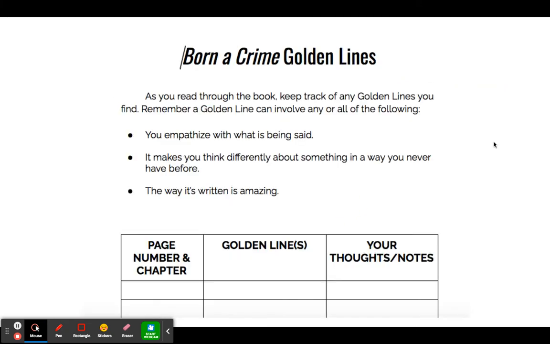So what we're going to be doing with this when we read the book, there are lots of really great lines, golden lines in Trevor's book. So you're going to keep track of that. And I'll show you at a later time how to do that and everything. And I'll try to build in time in class as well for you to pause and think about it. But we're going to be keeping track of those things. So you'll cite it, the page number and chapter, the line itself, and then any thoughts that you want to remember about it.